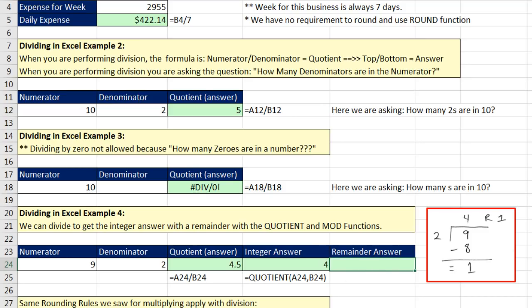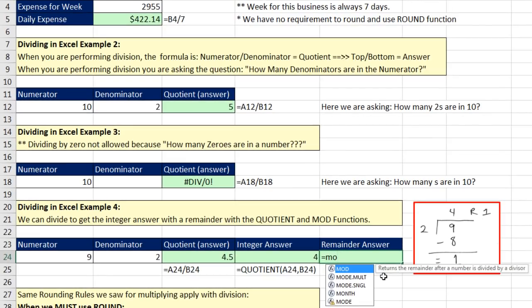We can get just the remainder part. And notice the screen tip here returns the remainder after a number is divided by a divisor. Now when I hit Tab, we notice, look, it used the same words as in the screen tip, but those are different argument names than our quotient function. So number means numerator, divisor means denominator. So I'm going to arrow over to get the numerator, comma, arrow over to get denominator. Now the mod, when I hit Enter, will give me just the remainder part.